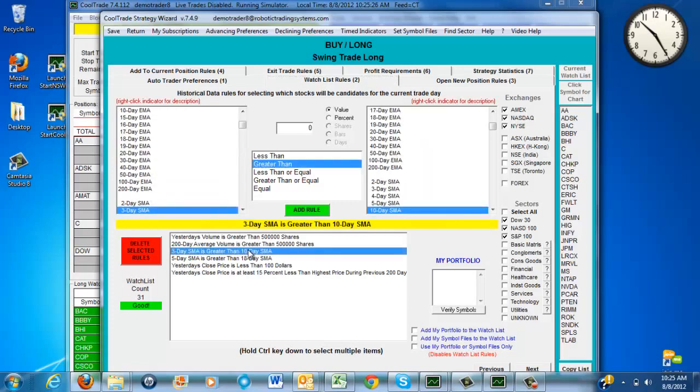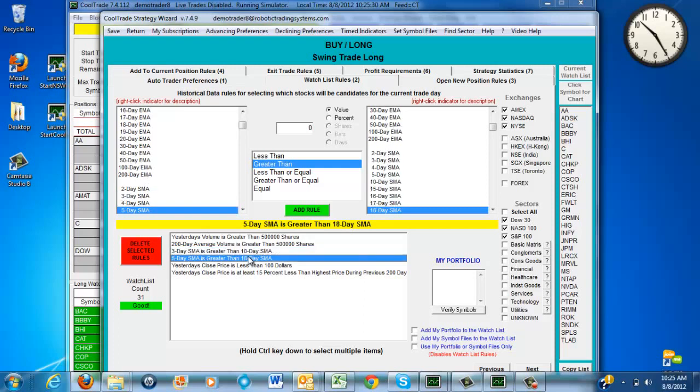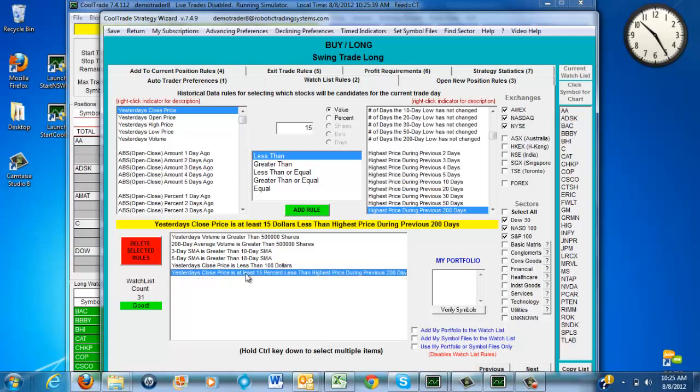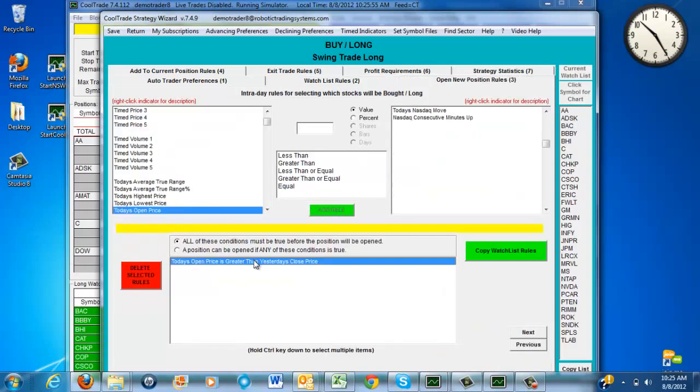The important ones here are the 3-day simple moving average is greater than the 10-day, and the 5-day simple moving average is greater than the 18-day simple moving average. Yesterday's close price is less than 100, and yesterday's close price is at least 15% less than the highest price during the previous 200 days. And we are looking at the Dow 30, NASDAQ 100, and the S&P 100, and we have 31 symbols that meet that criteria.